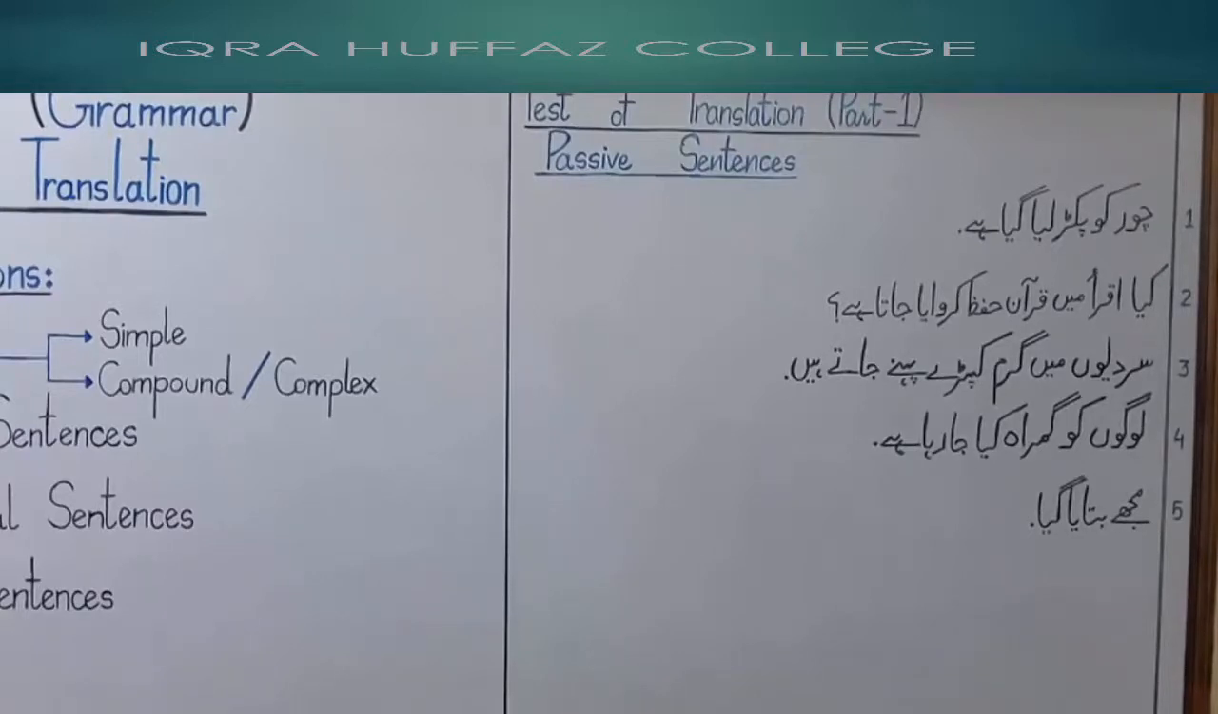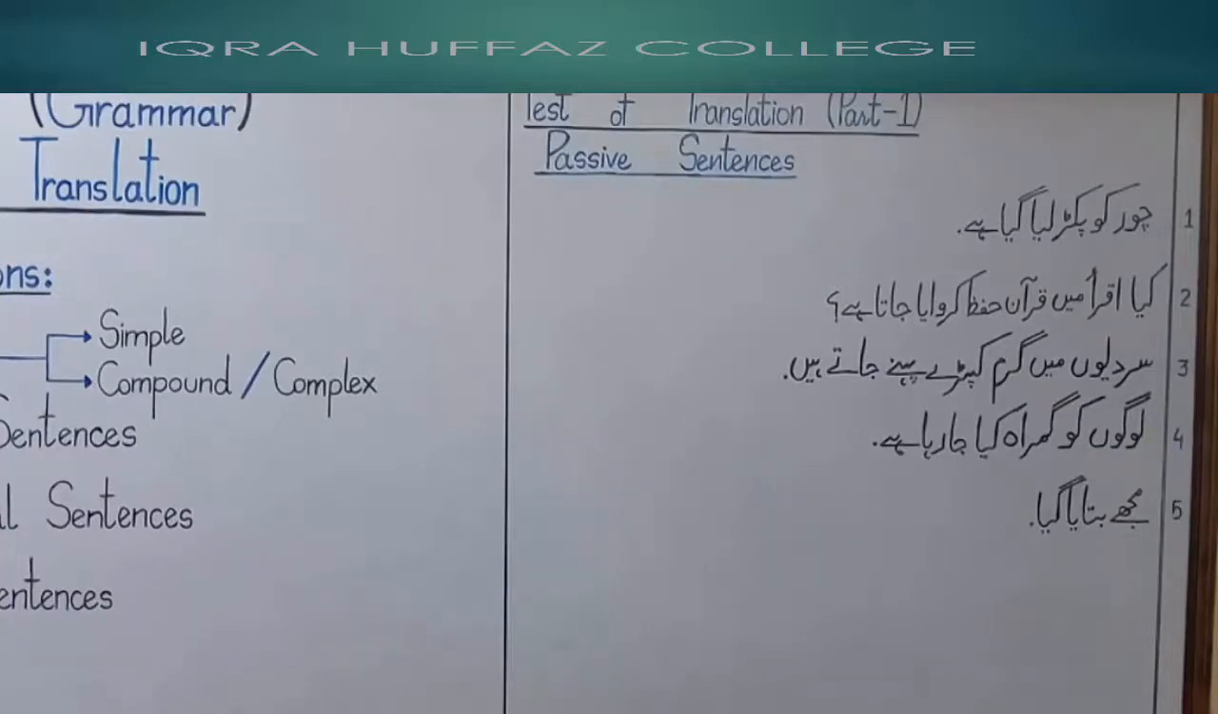Sentence number 2, क्या इकरा में कुरान हिफ्ज करवाया जाता है. Sentence number 3, सर्दियों में गर्म कपड़े पहने जाते हैं. Sentence number 4, लोगों को गुमराह किया जा रहा है. मिसगाइड माने गुमराह करना. So now you can accordingly use the correct form of this verb in the sentence. लोगों को गुमराह किया जा रहा है, misguide.